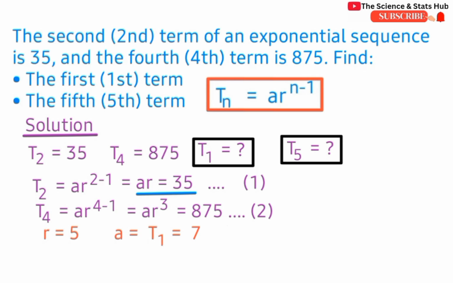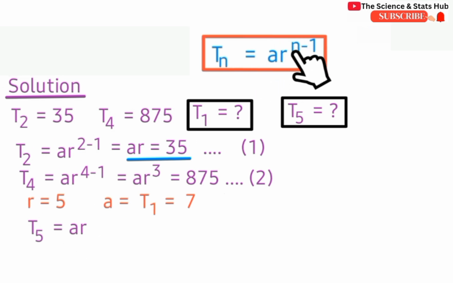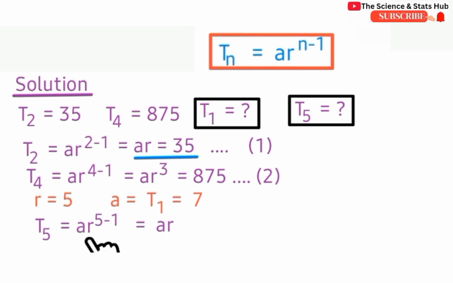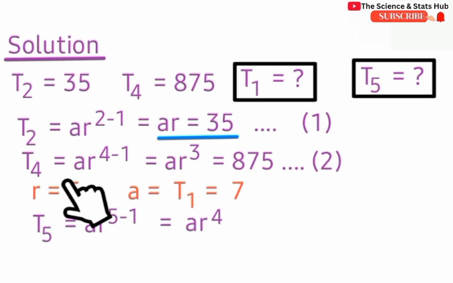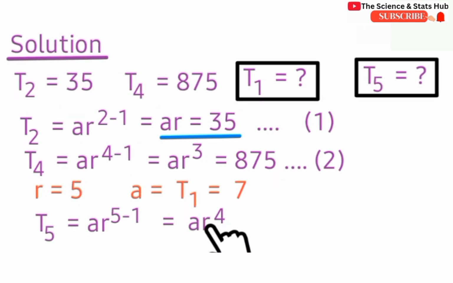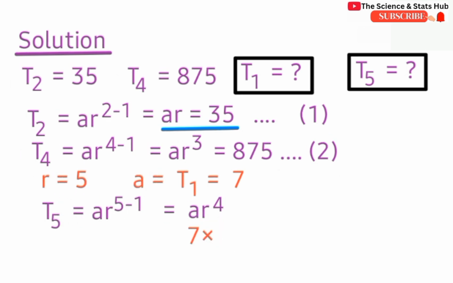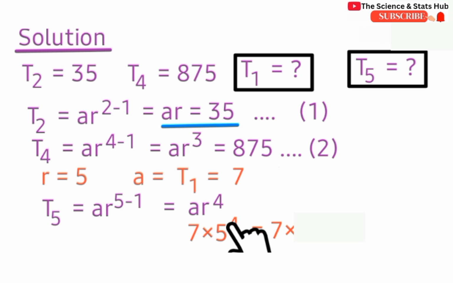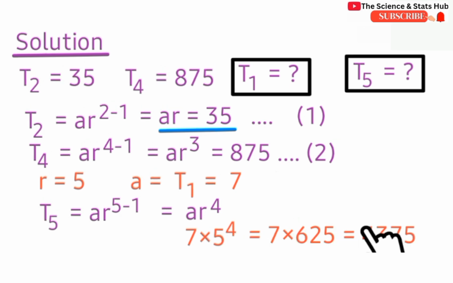Now let's also proceed to finding the fifth term, T5. Going by our usual formula, T5 will equal AR raised to power n minus 1, where n is 5. We have AR raised to power 5 minus 1. Now let's substitute the values of A and R into T5. A multiplied by R, whose value is 5, raised to power 4, equals 7 multiplied by 5 raised to power 4, which gives 7 multiplied by 625. Therefore, the fifth term is 4375.